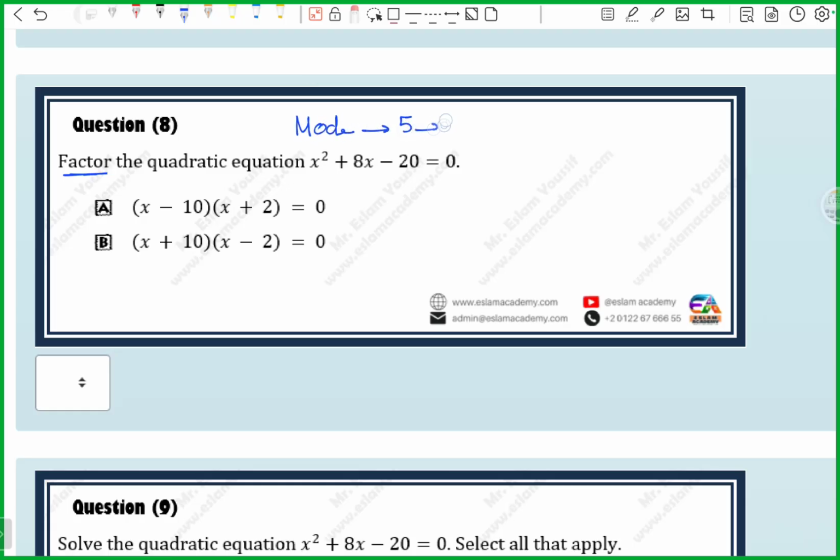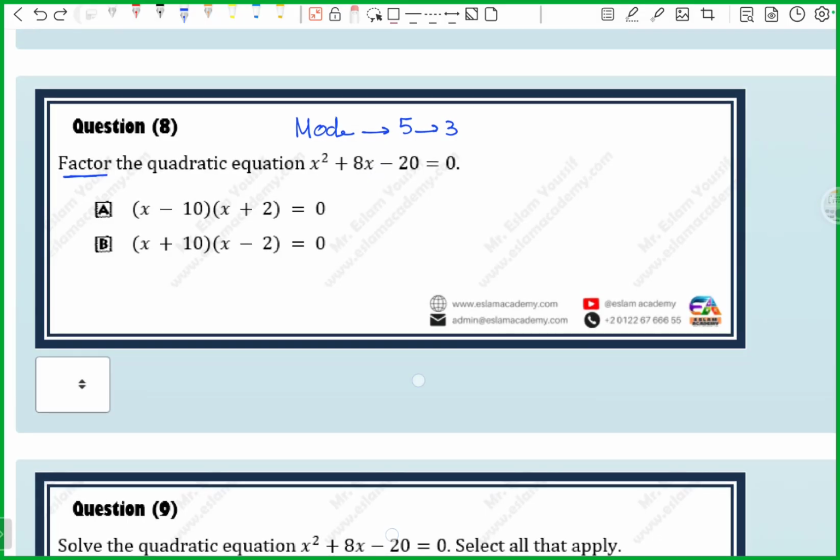Could you please use mode 5, 3 and tell me the answer that you get on the calculator? Use mode 5, 3. You know how to use it? A equals 1, the coefficient of x squared. B equals 8. And C equals -20. So the first value for x, written as x1, equals 2 and -10. The order, some calculators can give you a different order, no problem for that. If the question is asking to solve, that is the solution.